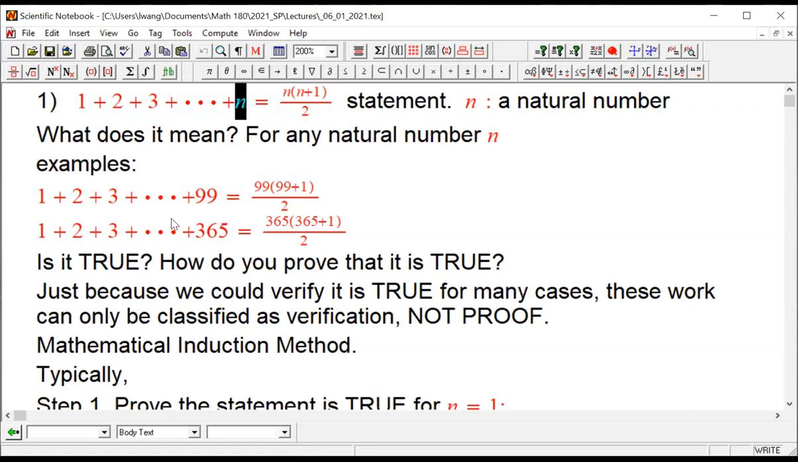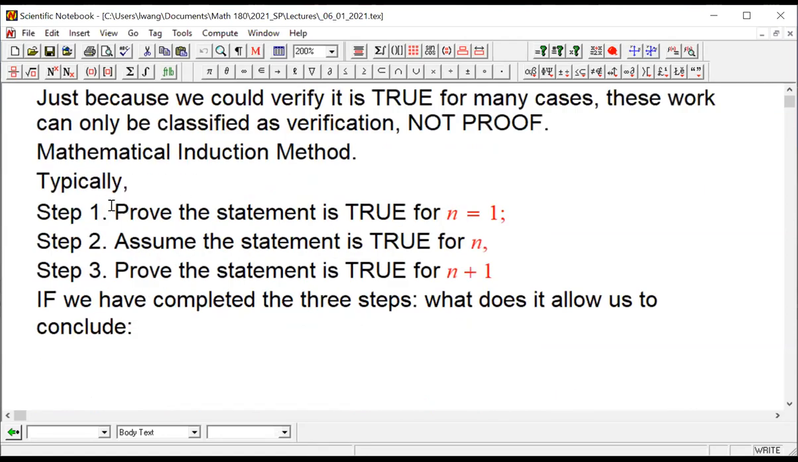So this structure allows us to conclude if it is true for 1, it is then true for 2. If it's true for 2, it's going to be true for 3. We can keep that process going forever without having to verify an infinite number of cases, because from 1 to infinity, that is an infinite number of cases. We cannot possibly do them all. So that's the logical idea behind this method.